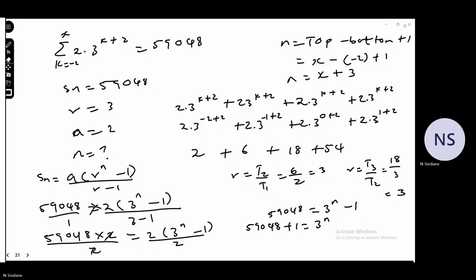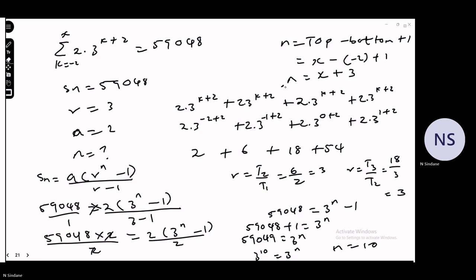59048 plus 1, it will be 59049 is equal to 3 to the power n. Let's see if it can be written in terms of factors. Yes, it's 3 to the power 10 is equal to 3 to the power n. Then 3 and 3 are bases and they are the same. Then we have n is equal to 10.